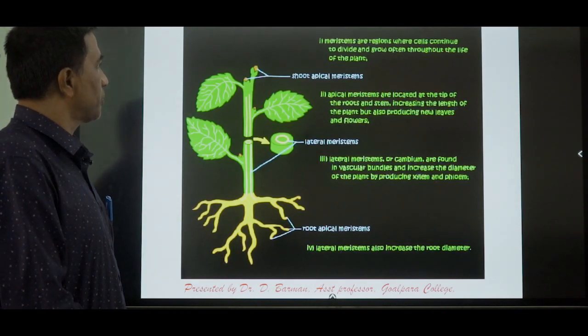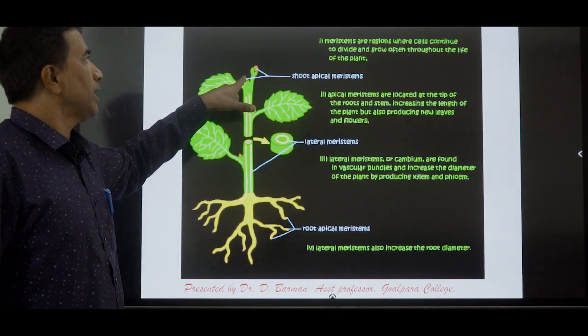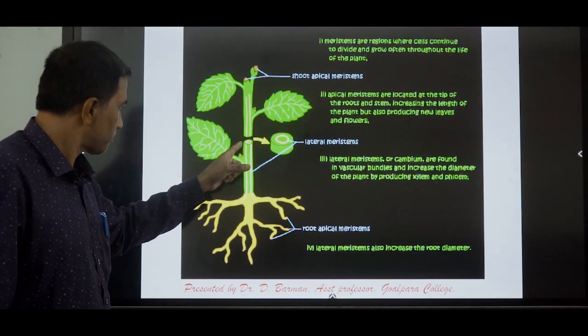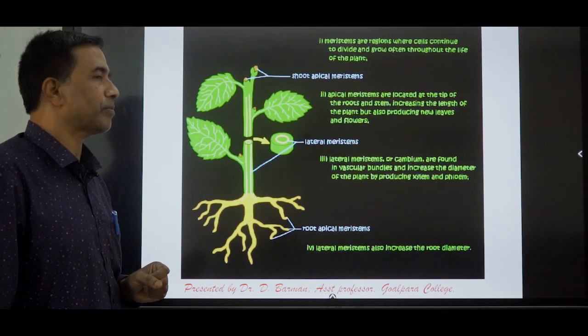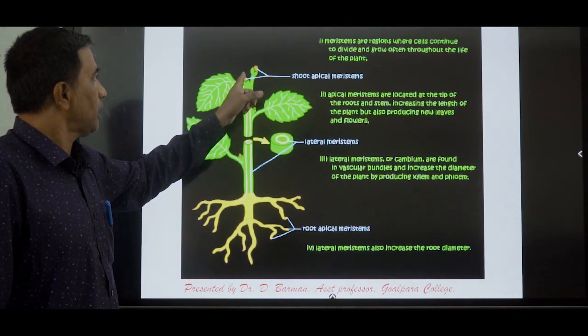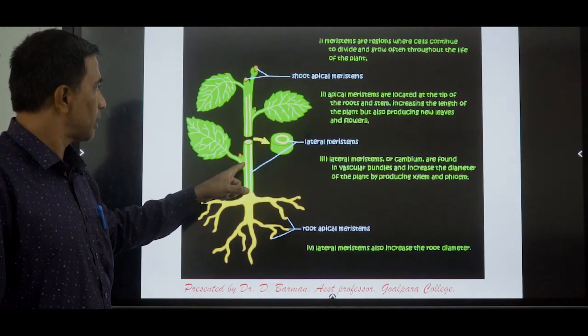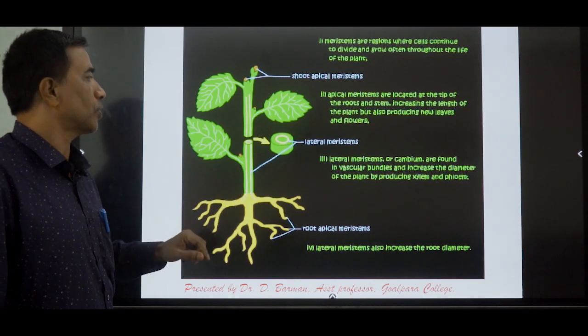So you see the position. This is the apical part, which is the apical meristem, and this is present parallel to the circumference of the stem. This is the lateral meristem. So it is the apical meristem, and it is the lateral meristem, and intercalary meristem is present at the base of the leaf or in between the nodes.